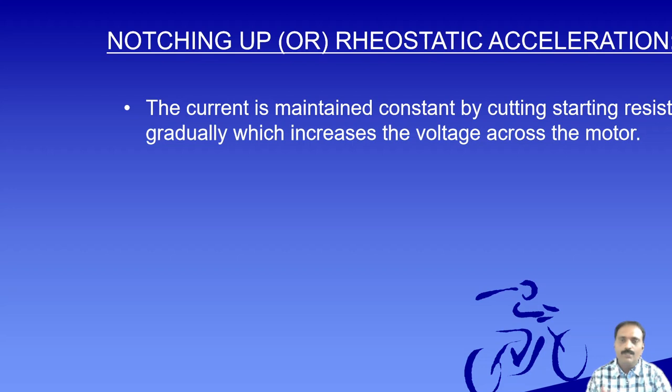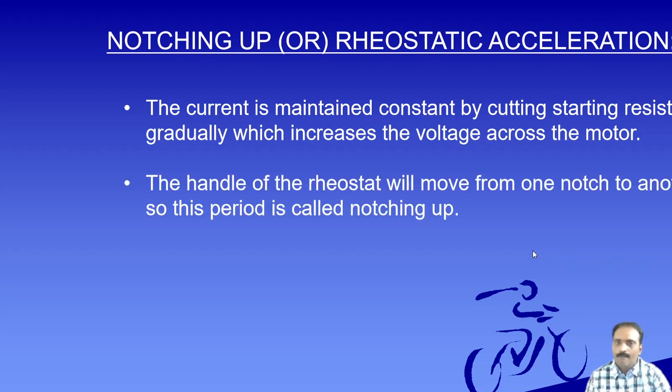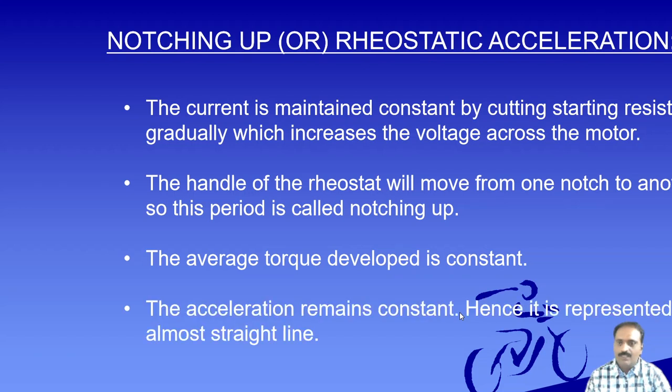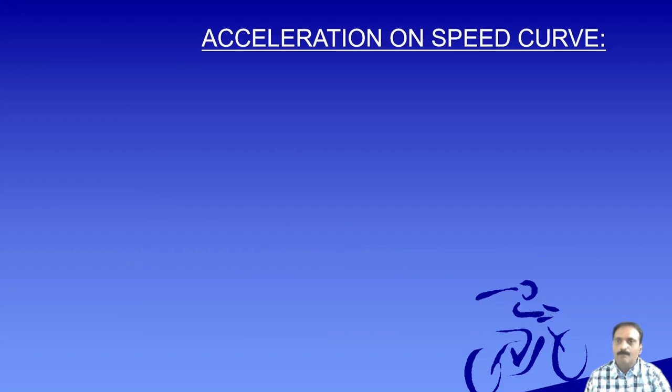During this period we are going to cut off the resistance of the starters. So here the handle of the rheostat will move from one notch to the other, and hence this is considered as notching up. Here the average torque developed will be constant, and acceleration also remains constant, because we are going to have the same increments in the speed levels with respect to time, hence the acceleration remains constant. Almost all of it will be a straight line.